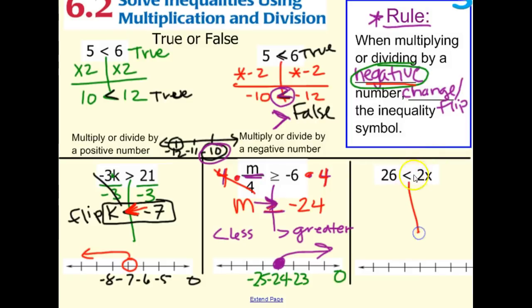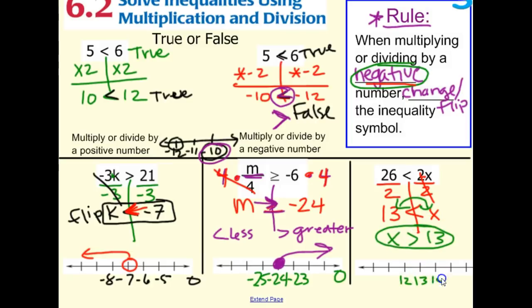Last one on this page, we want x by itself. The opposite of multiplying by 2 would be dividing by 2. Everything stays the same. We didn't multiply or divide by a negative. 26 divided by 2, well, 6 divided by 2 is 3. 20 divided by 2 is 10, so we have 13. But be careful, you cannot graph this. If you graph this, your arrow is going to go the wrong direction. You have to rewrite it or flip this around so that the letter's on the left. And our symbol flips.